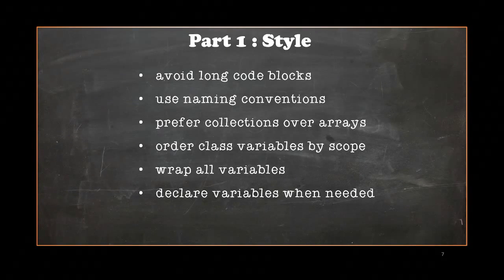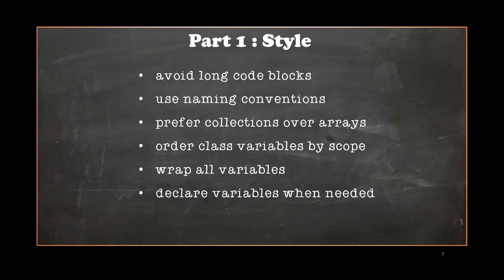Order class variables by scope. This is one example of a number of things when writing a class. And what we're trying to say here is keep it clean. When you write an essay, when you write a paper, you organize it. When you write a class, you should organize it. And you should keep the organization in a simple, concise manner. And the one I'm going to point out today is order class variables by scope.